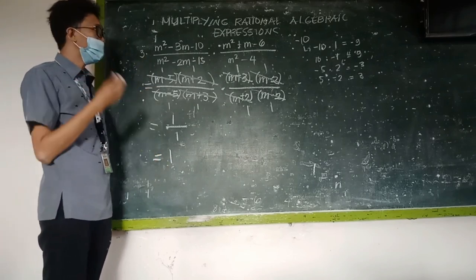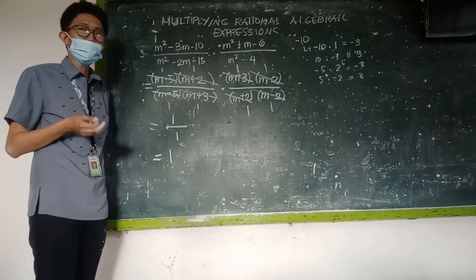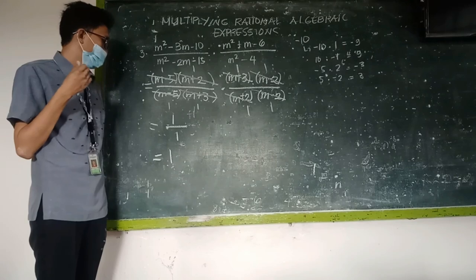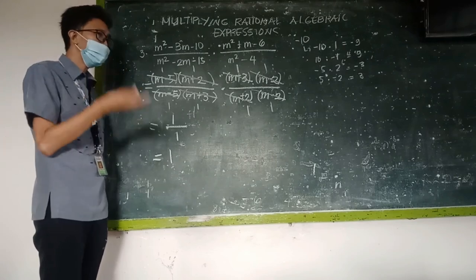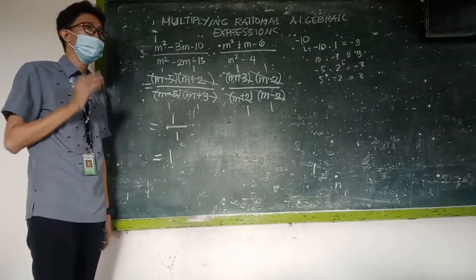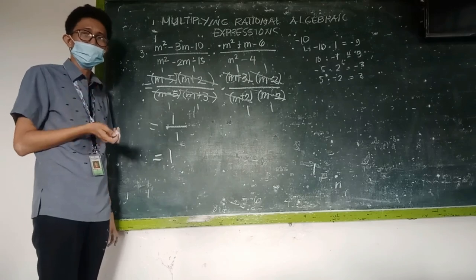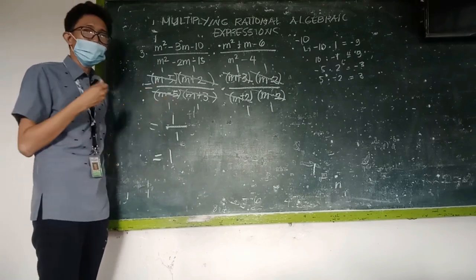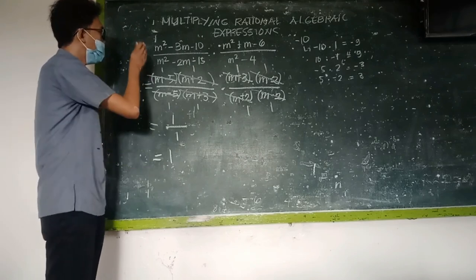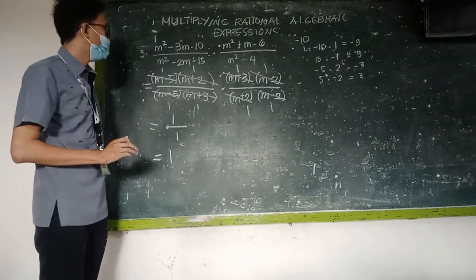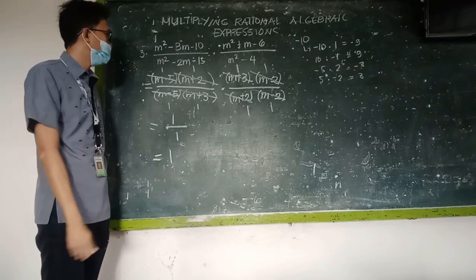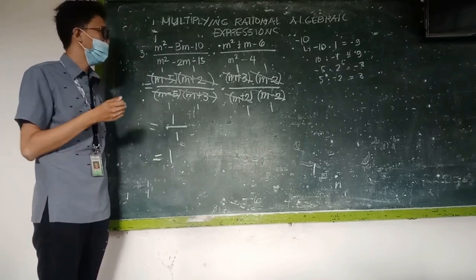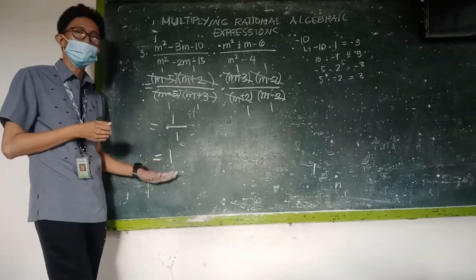So when we try to multiply rational algebraic expressions, tatandaan, especially when we are dealing with polynomials, we need to factor out first. I-factor out natin talaga, as in i-segregate natin. Whole prime factors dapat ang kailangan natin i-factor bago tayo mag-proceed sa cancellation. So, the answer on this problem, m squared minus 3m minus 10 all over m squared minus 2m minus 15 times m squared plus m minus 6 all over m squared minus 4 is equal to 1.